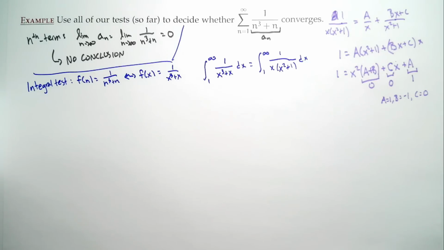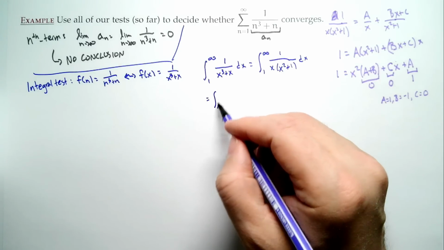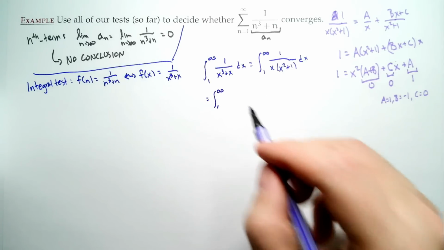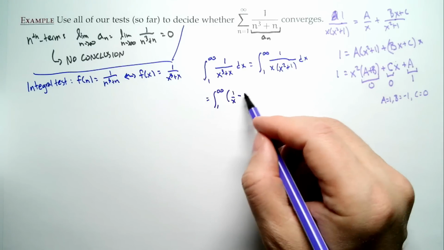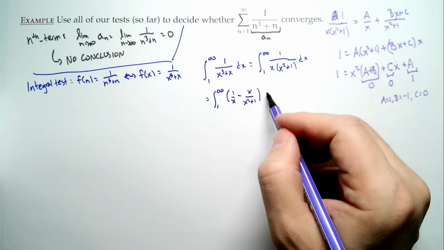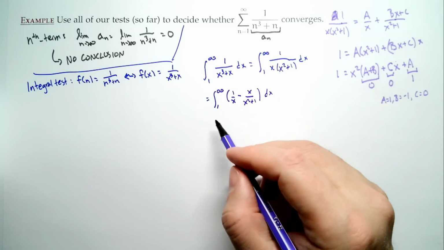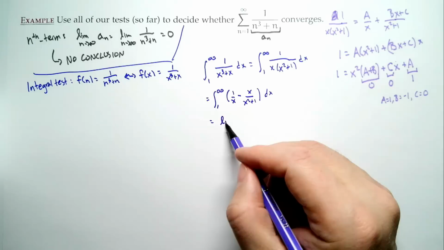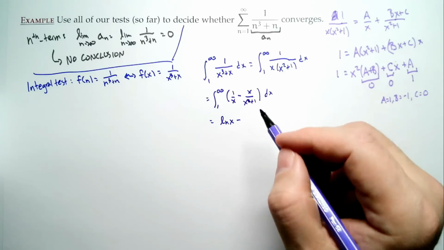Okay, so back to our problem. So this becomes equal to the integral from 1 to infinity of 1 over x minus x over x squared plus 1. Now, these are things we can integrate, right? So that's log of x minus the integral of x over x squared plus 1.